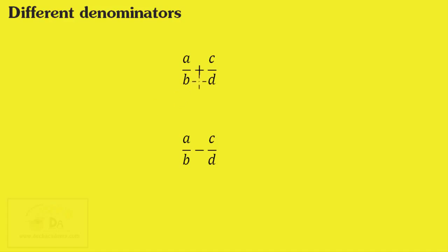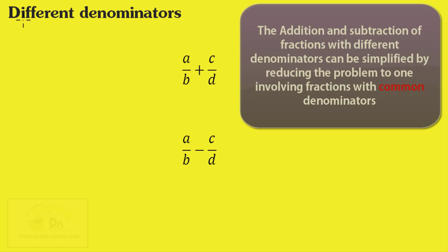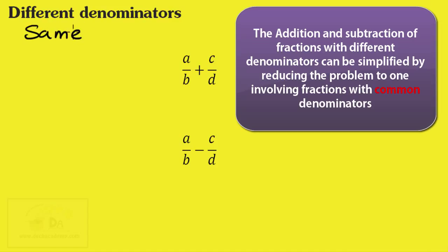In this situation, what you do is you reduce the problem to one which involves the addition or subtraction, or addition and subtraction of fractions which have the same denominator. So you go from fractions with different denominators to fractions with the same denominator, because as you've just seen, the addition and subtraction of fractions which have a common denominator is an easy process.